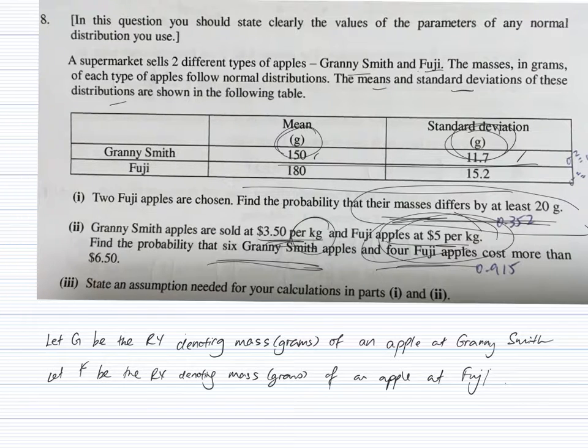We need to do a normal distribution that encompasses the cost of six Granny Smith apples and 4 Fuji apples. So first, let's get our facts right. Question 1: the probability that the cost is more than 6.5.